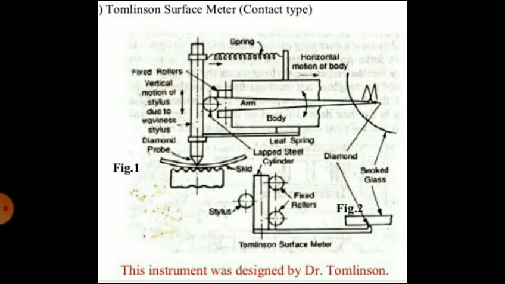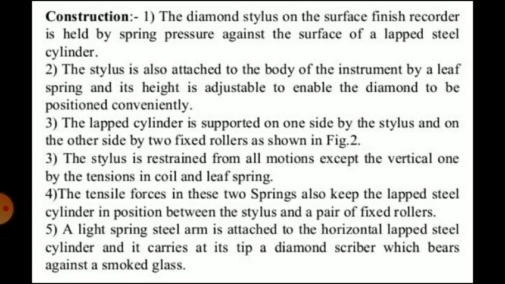So you can see at the right hand side there is a smoke glass plate on which the trace can be obtained with the help of the arm. The trace is then analyzed by some automatic device incorporated in the instrument. So this is the construction and working of the Tomlinson surface meter. You can see the construction again.